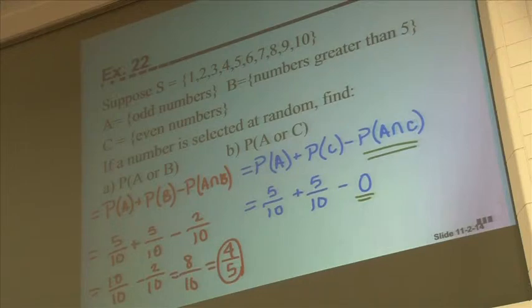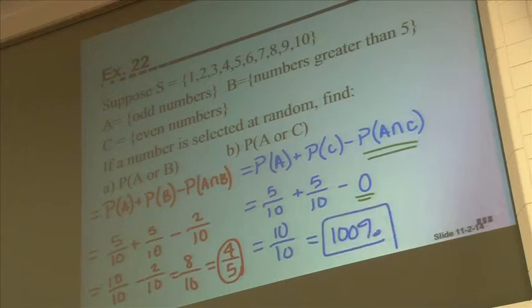Let's keep simplifying. Well, 5 out of 10 plus 5 out of 10 is just 10 out of 10, which gives us 100%, or just 1. Okay. You have a 100% probability that you're going to choose either an even number or an odd number. Well, yeah, of course, because those are the only two numbers that you set.